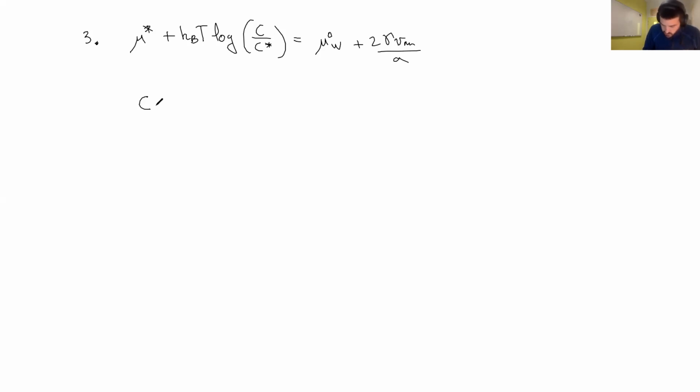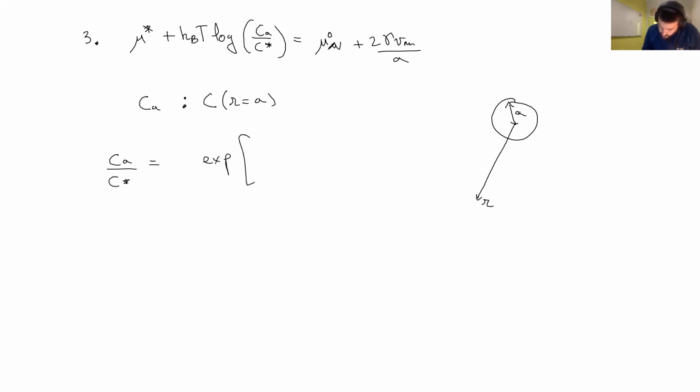We call this C. Actually, it's called CA. CA is C of R equals A, if I introduce a coordinate R, and if I recall the fact that the radius here is A. And so I end up with a Boltzmann-like law for CA. It's equal to the exponential of two terms. So there is one term which is the difference of chemical potential.